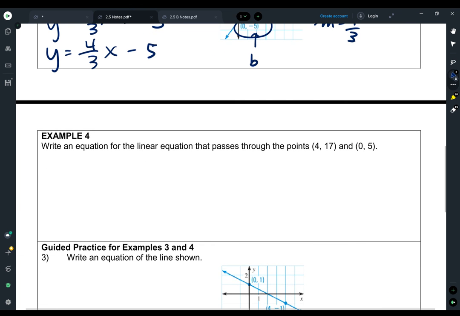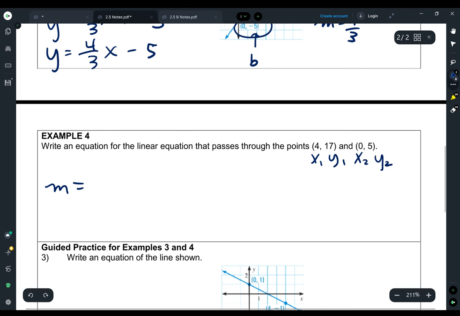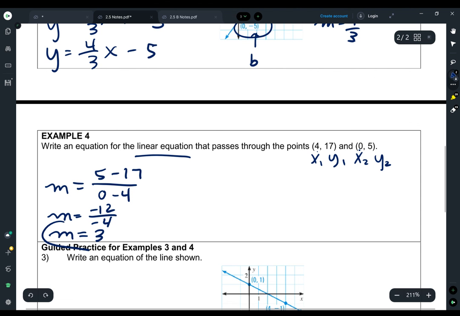So for example 4, we're just given 2 ordered pairs. So that means I'm going to have to do a little bit more work. In order to find the slope, I'm going to have to do the slope formula. So x1, y1, x2, y2. So in order to write a linear equation, remember we have to have a slope, we have to have a y-intercept. So right now I'm finding slope. So y2 minus y1 would be 5 minus 17. x2 minus x1 is 0 minus 4. So we have -12 over -4. Negative divided by negative is positive. So we have that m equals 3.